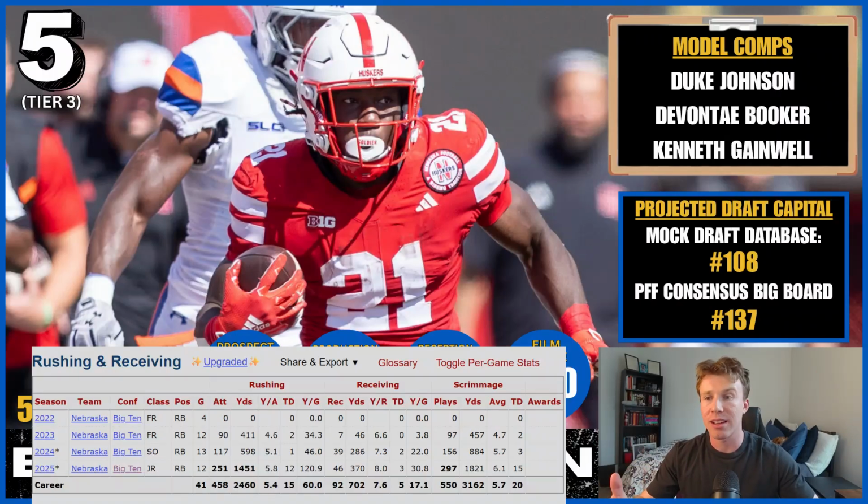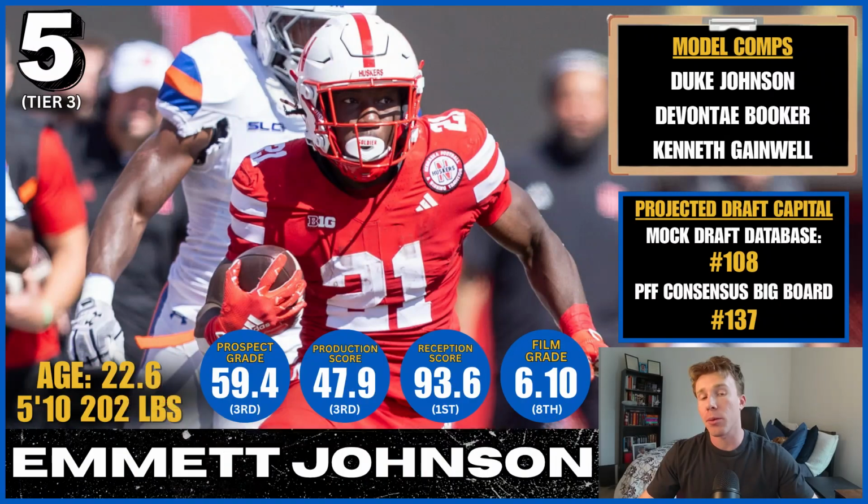And there are a ton of good things to talk about in his profile because if you couldn't tell, he grades out pretty well in the model, just kind of around the same group of guys in this tier. He came in with the third best prospect grade at 59.4. His closest statistical comps are Duke Johnson, Devontae Booker, and Kenneth Gainwell. Two guys here really stick out to me, that being Gainwell and Duke Johnson. They are a very similar archetype to Emmett Johnson, smaller running backs who are just above 200 pounds or a little below 200 pounds, and are of that scat back or receiving first type of archetype.